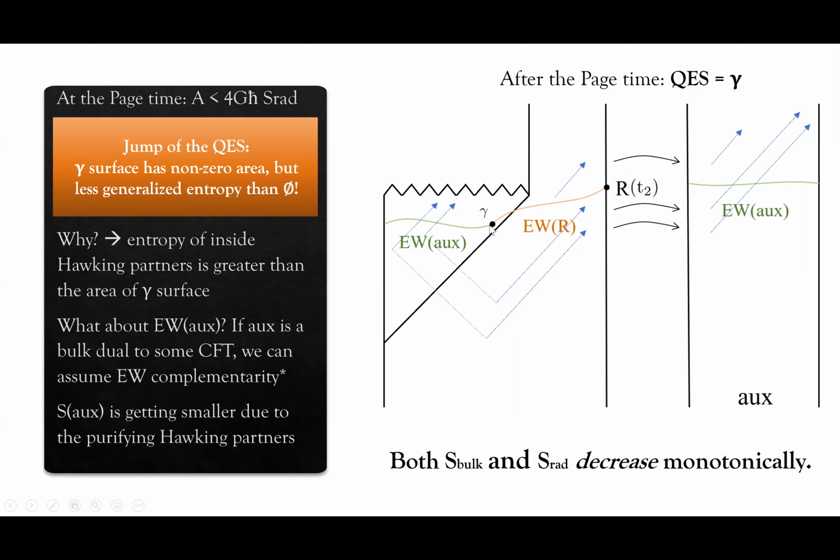And complementarily, this region here is going to be bigger, including more and more Hawking partners inside that are purifying these outside Hawking partners. Was that clear? And so we get a Page curve. Thank you. Okay, cool.